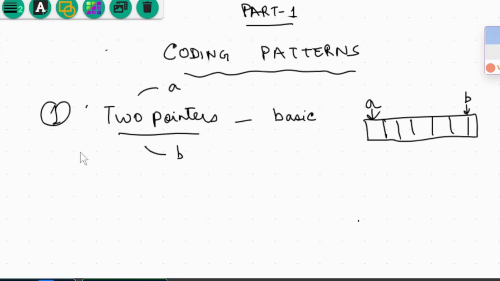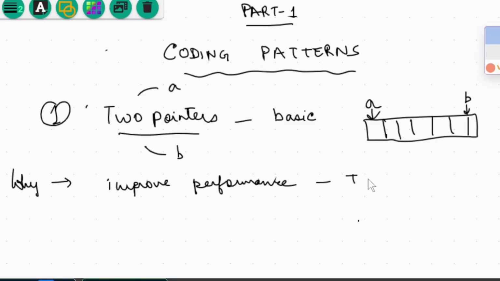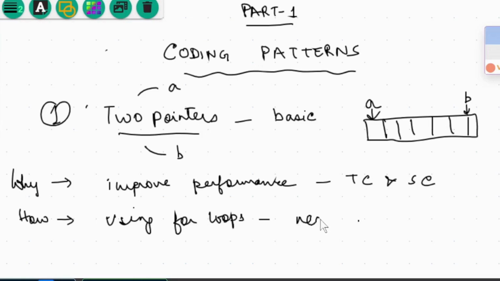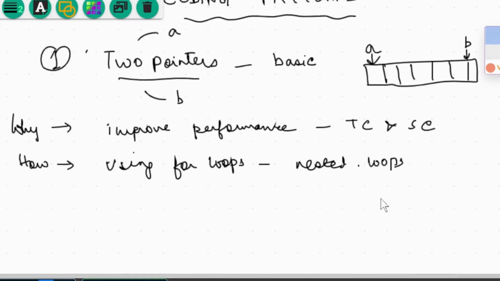Why do we use this? Coming to the why part, this helps to improve the overall performance of the problem that we are solving. When we say performance, we mean the time and space complexity, right? But how does it do it? Whenever you are using loops, for loops especially, and nested loops, you might observe that it is something like this.